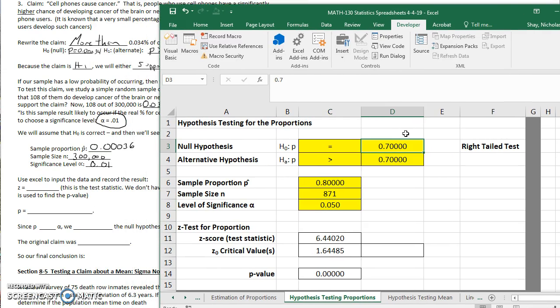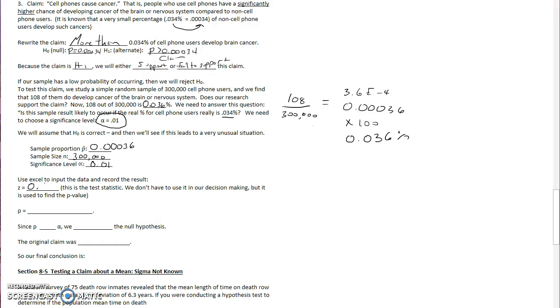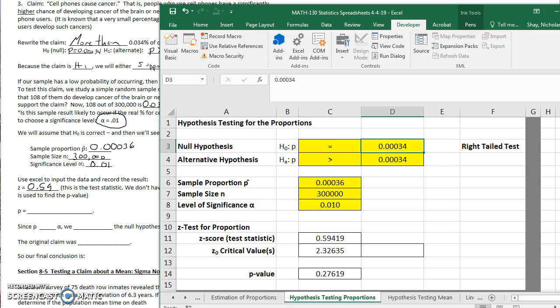So we are testing whether it's equal to 0.00034. Again, that is our assumed value. The alternative is that it is greater than 0.00034. Now, our sample proportion was 0.00036, our sample size was 300,000, and our significance level was 0.01. And we can see that we get a critical value, or a z-value, of 0.59, and we have a p-value of 0.2762.